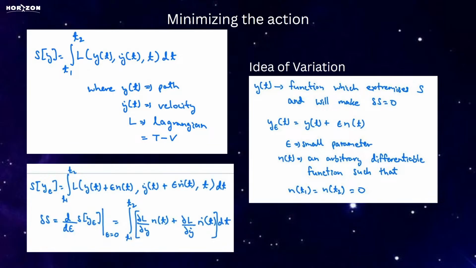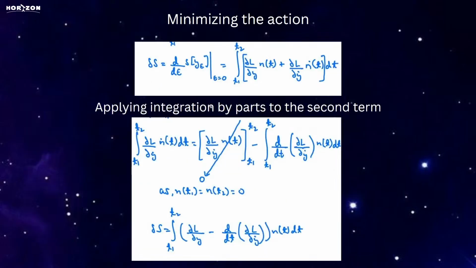Well, y(t) would be the function which will extremize this. And so we make a small change in y(t), taking epsilon as a small parameter and eta(t) as an arbitrary differentiable function such that eta(t1) equals eta(t2) equals 0. If we input this new y(t) with a small variation into the original equation and differentiate it with respect to epsilon, and then upon further simplification by using integration by parts on the second term, we would get delta S equals the integral from t1 to t2 of (del L by del y minus d by dt of del L by del y dot) times eta(t) dt.